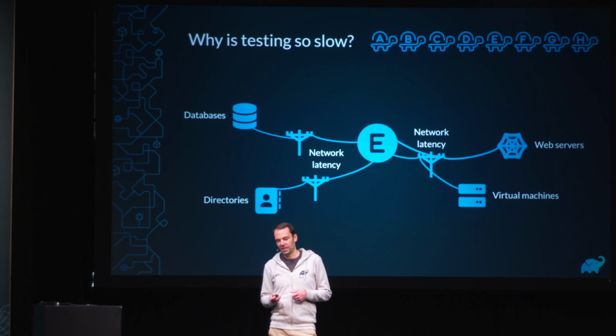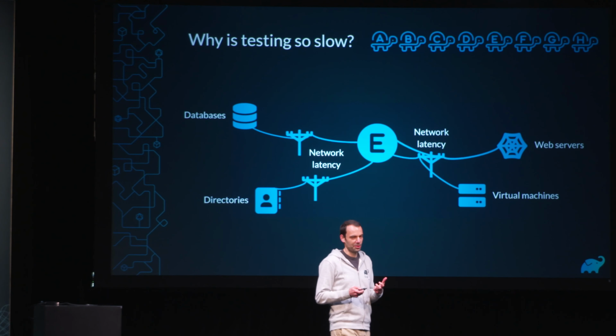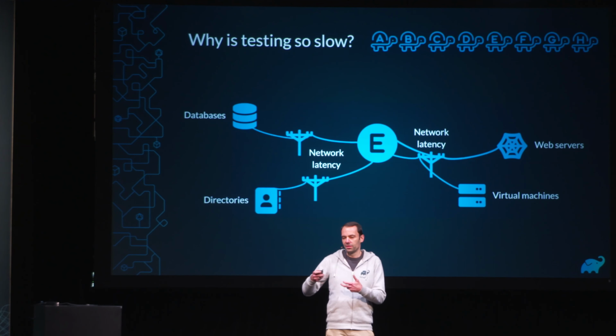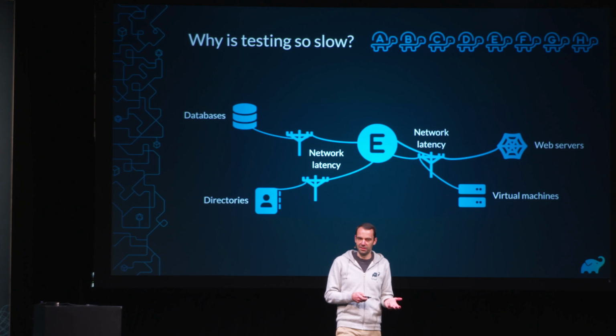The second question you might have is, why are tests even so slow, right? I think most of us are developers and know that tests can be slow for a variety of reasons. One reason is that they have dependencies: they need databases to run, or a web server, some directories, or virtual machines. And if you add network latency to the mix, for example, a shared database running on some other server somewhere, then it's going to get even slower, right?